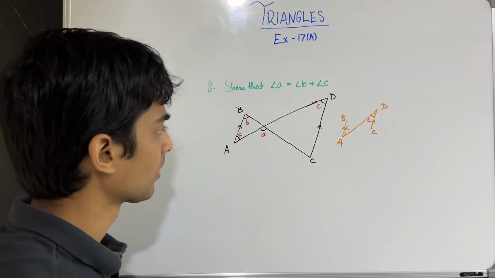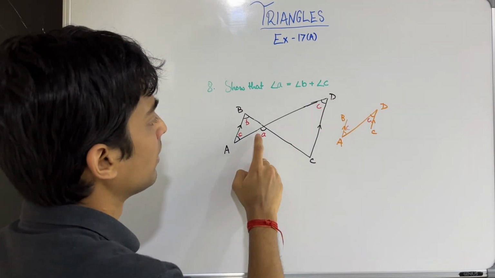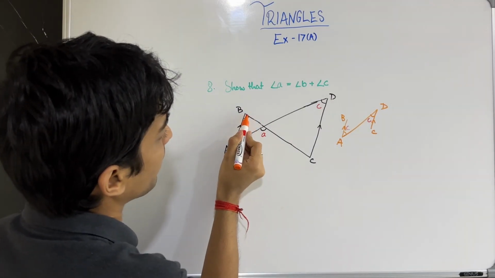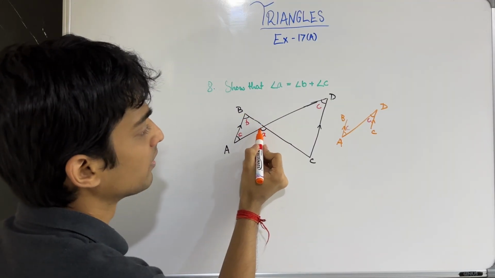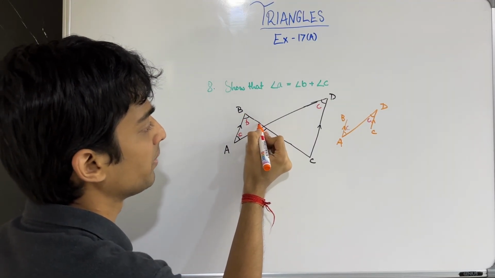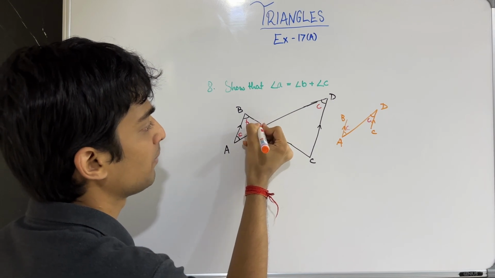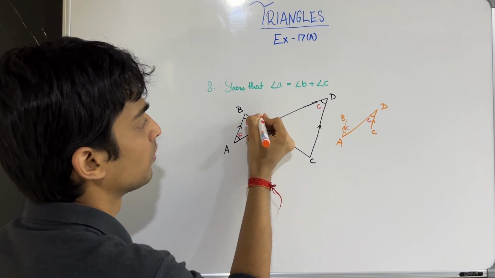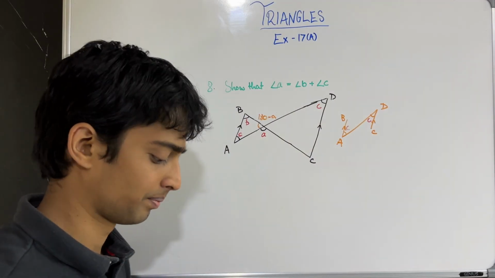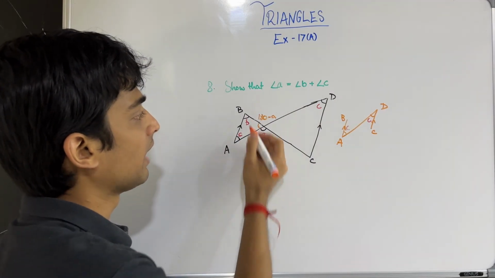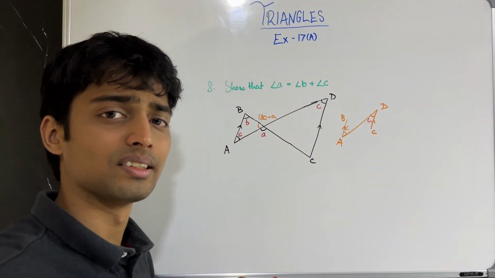Now let's get this angle. Let's look at this line. This is a straight line, so this angle should be 180. This part is A, then this part will be 180 minus A. Now we have got all the angles in this triangle and the angles add up to 180.